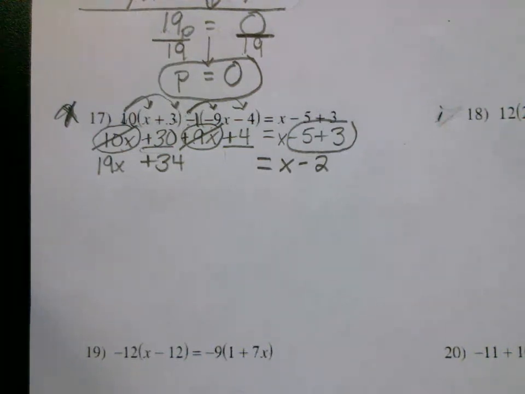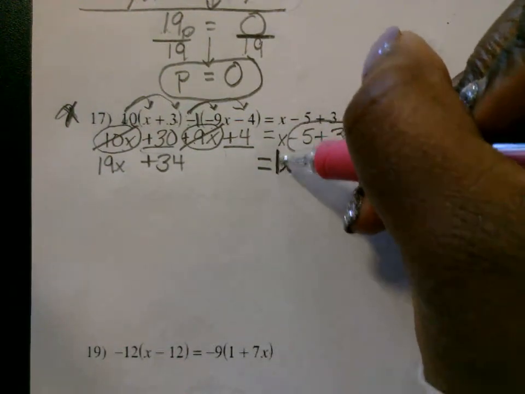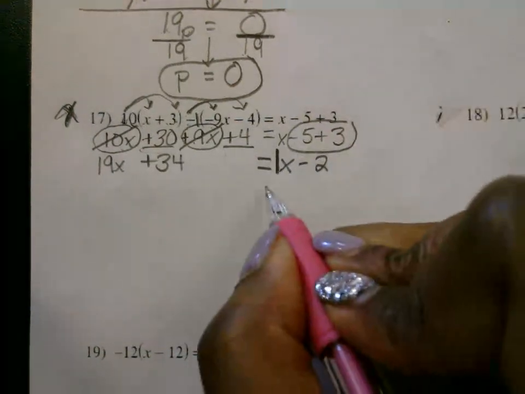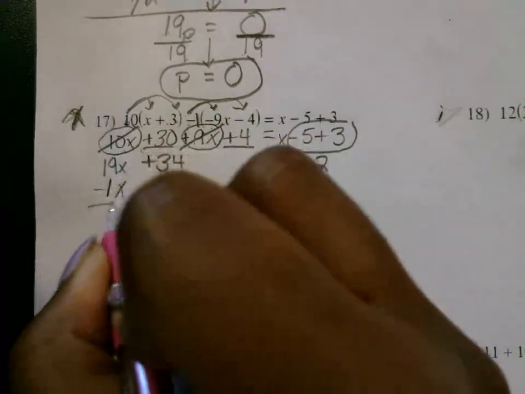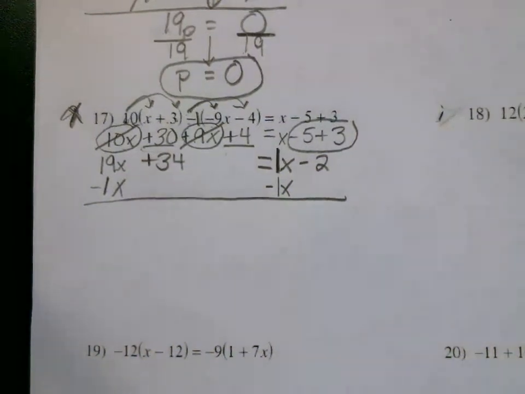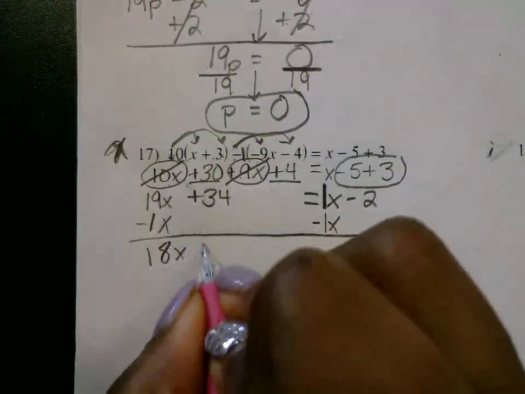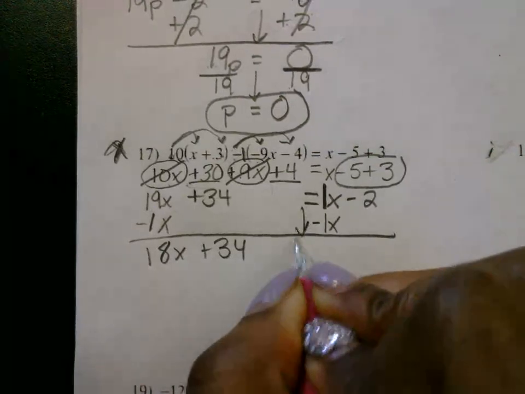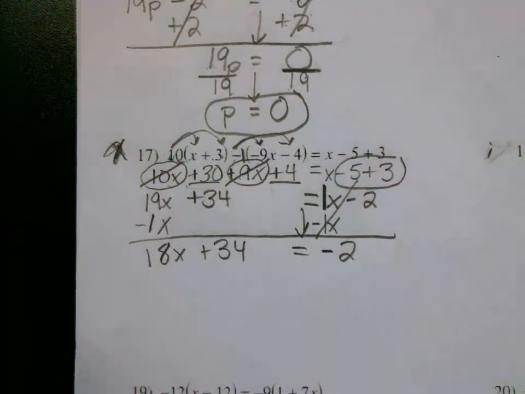Now we're going to move the x's to the same side. I'm going to move the smaller one, the 1x. What's the opposite of a positive 1x? Negative 1x. So we're going to subtract 1x from both sides. What is 19x minus 1x? So we got 18x plus 34 is equal to, this is gone, and we're left with negative what? Negative 2.